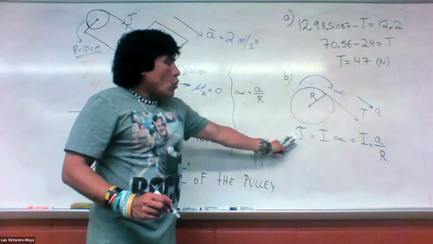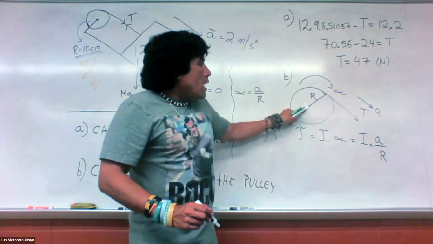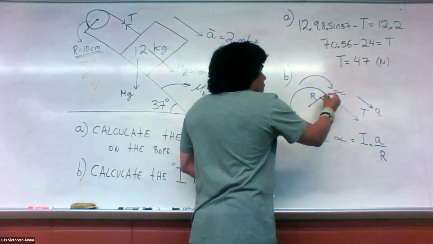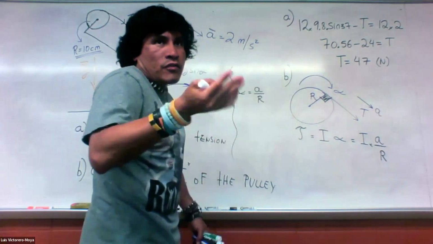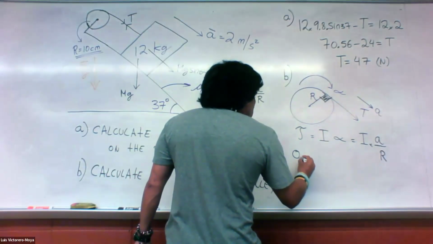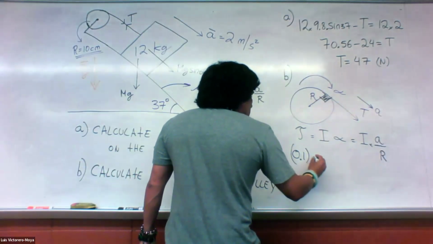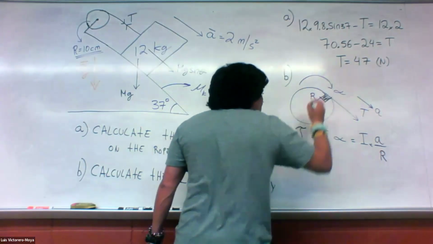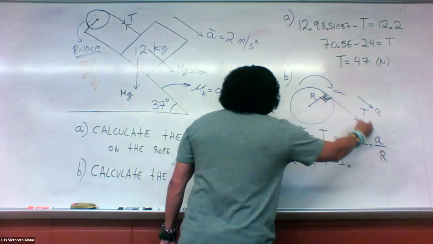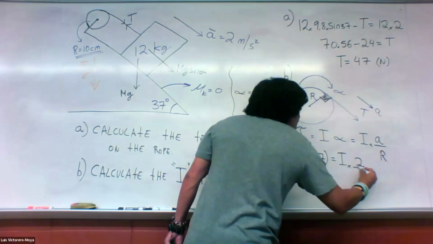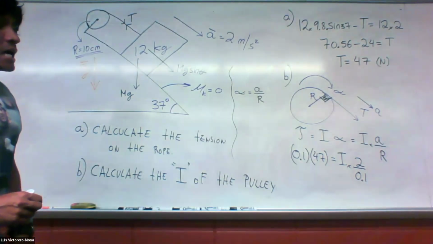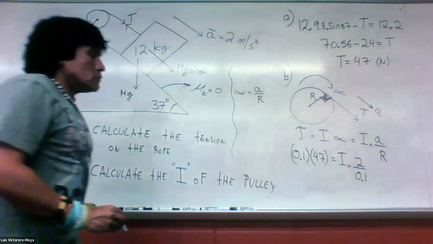And what's torque? Torque is R times the force, RF. The angle is 90 degrees, so we don't have to worry about the sign. Sine of 90 is 1. So radius, which is 0.10, times tension, which you found, 47, is equal to I times acceleration over 0.10. And that's how you find your I.